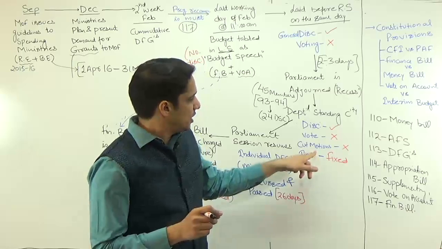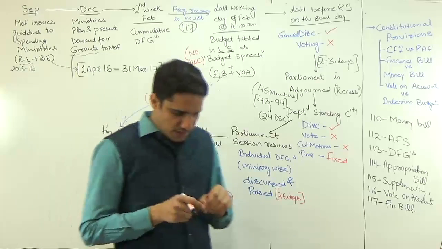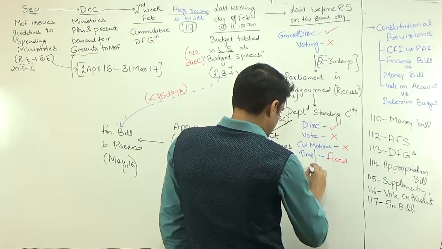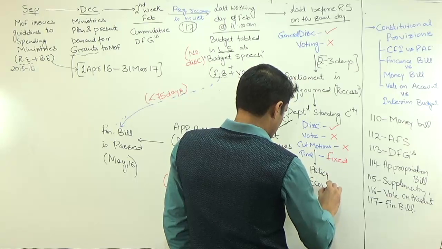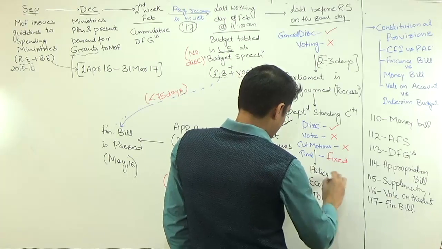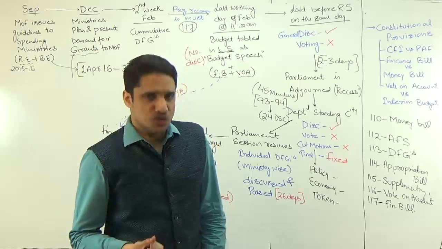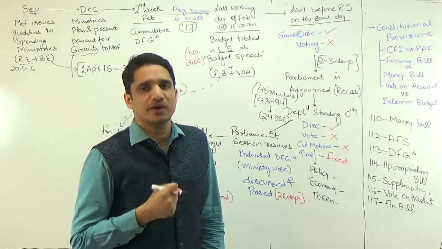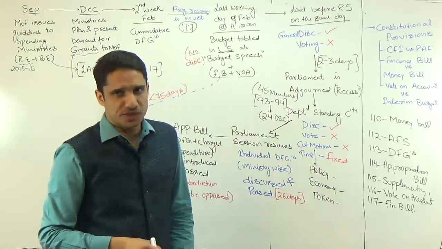Then can they put any cut motions against these departmental standing committees? Cut motions might already have been discussed under polity, but there can be 3 types of cut motions: there can be policy cut, economic cut, and token cut. A cut motion is nothing but the opposition showing that I don't agree with the present policies of the government, or I don't agree with this particular budget. So they put forward these cut motions.